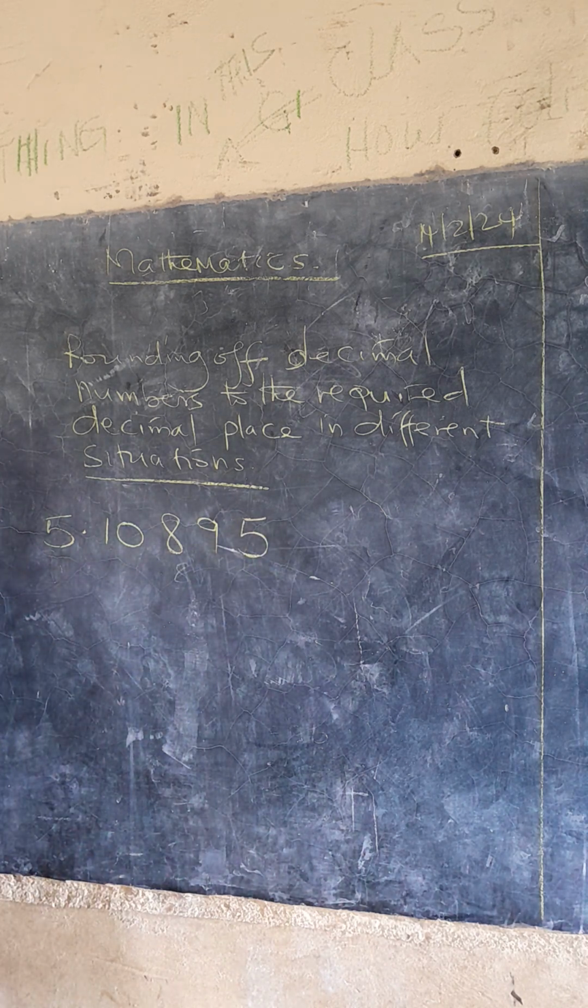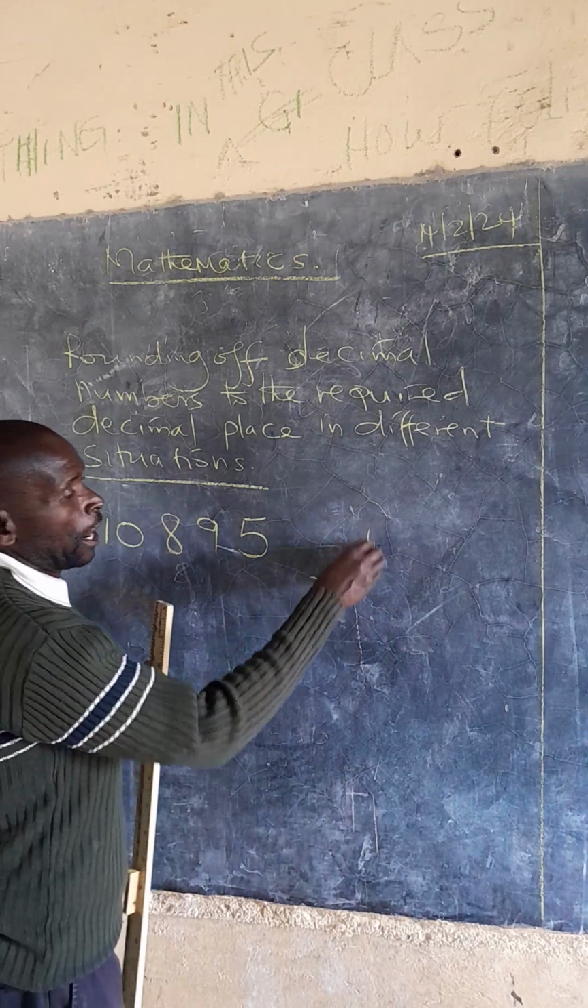5.1089 5. And the rest. Look up. Hey, for those who still did not get this, I am repeating. You are supposed to round up to the nearest 1 decimal place.